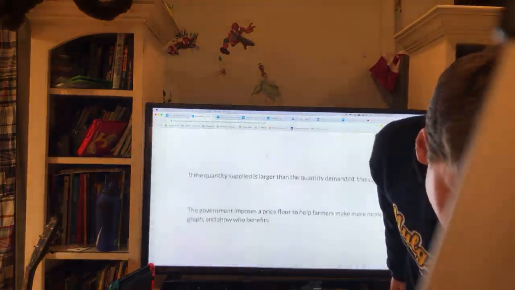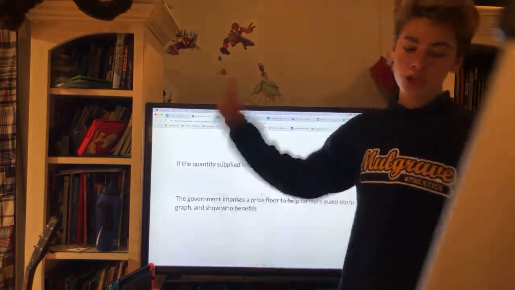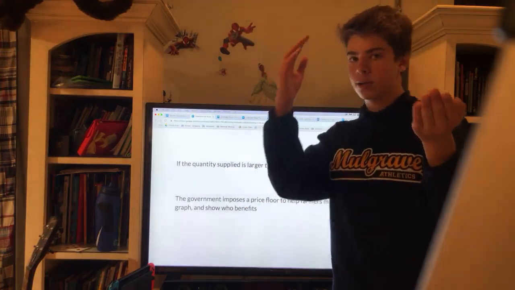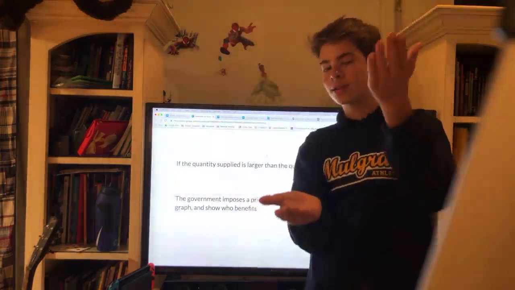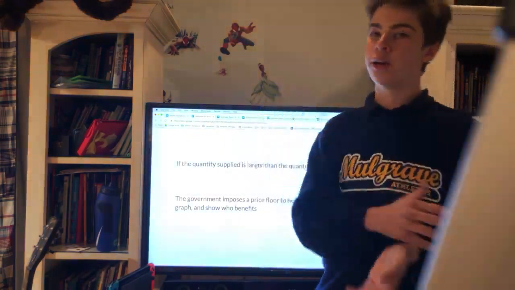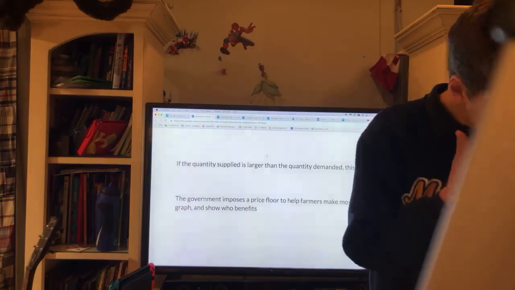So, next question: if quantity supplied is larger than the quantity demanded, there's more of one thing than there are people who want to buy it. This causes a surplus, as there is more of one object and not that many people want to buy it. That's the answer to that question.